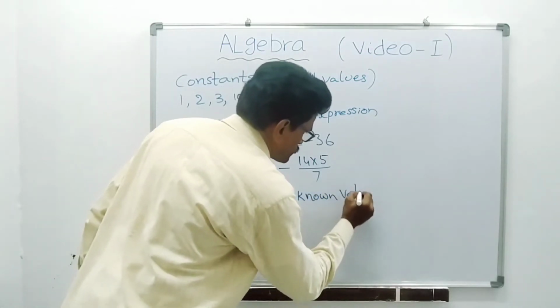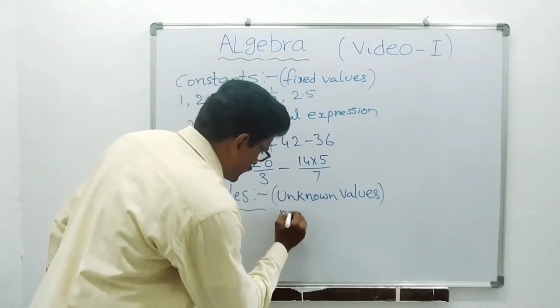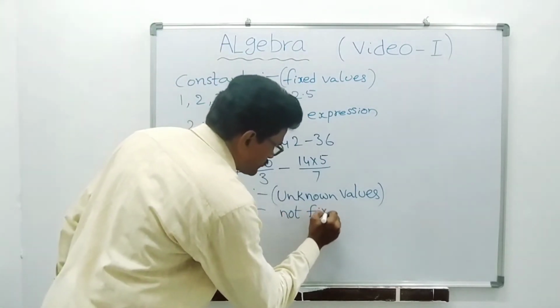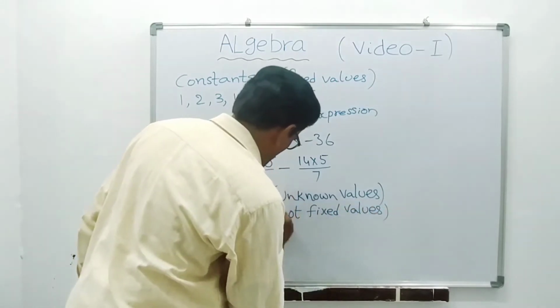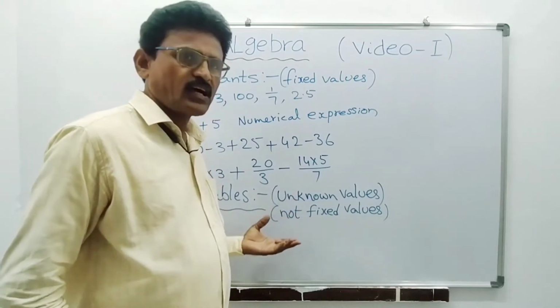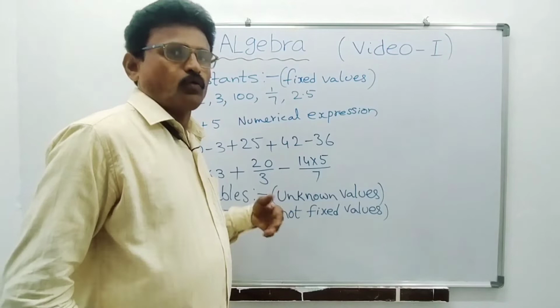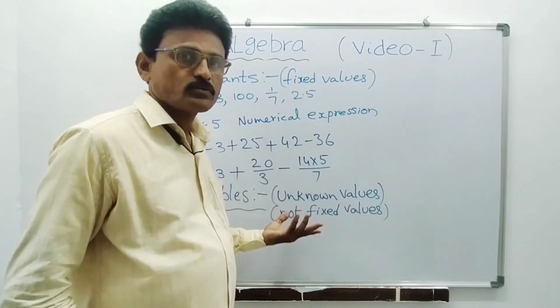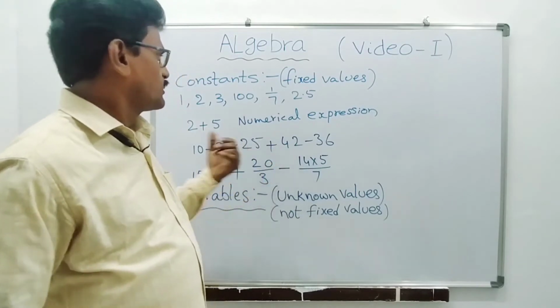Unknown values, or we can say not fixed values. These values change from problem to problem. These are unknown quantities. Then what are we going to use? Here we are using numbers. Constants, we are using numbers.